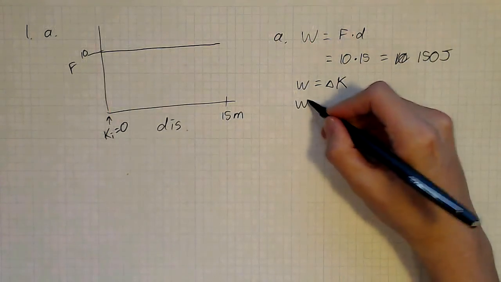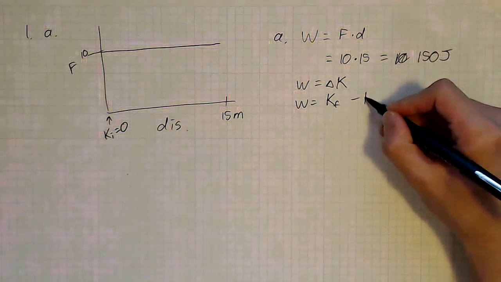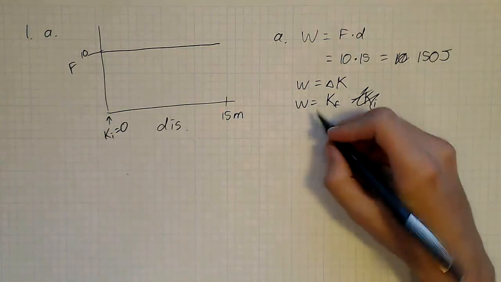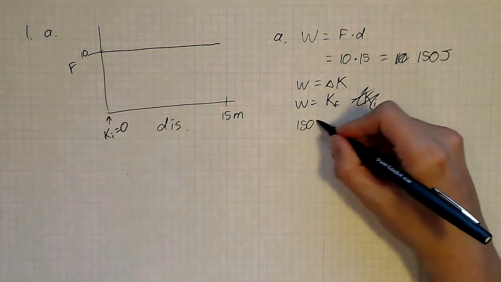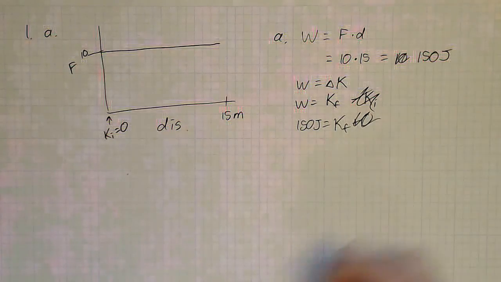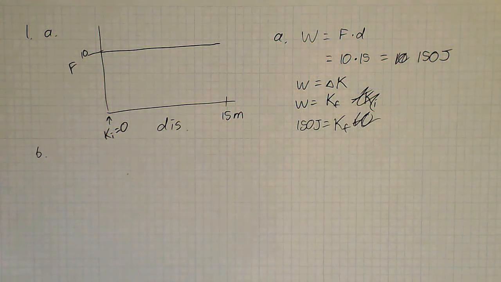So work is equal to change in kinetic energy, which is K final minus K initial. We just said K initial was 0, so we can scratch that out. So 150 joules is equal to K final plus 0, so nothing, which is the answer to part A. Now part B says, determine the velocity of the object after 15 meters.